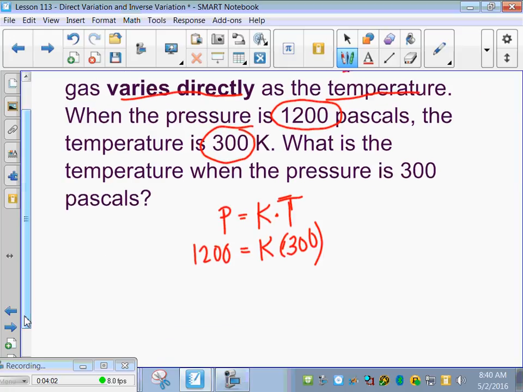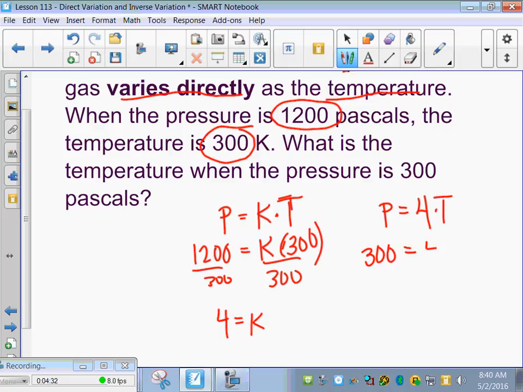Now we solve for k. So divide by 300, divide by 300, and that gives us 4 for k. Okay, next step is to just plug k back into your original formula. So P, pressure, is always equal to 4 times T, which is temperature. Now plug in the last part they give us to answer the question. What is the temperature when the pressure is 300?